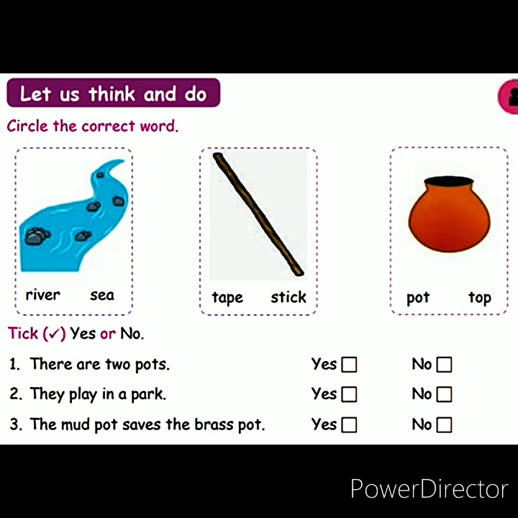Second Roman letter, tick yes or no. So there are two boxes given, yes and no. You should see that and tick in the appropriate boxes. There are two pots. So in the story what have we seen? We have seen the story of two pots. So it is yes, right. So tick in yes. They play in a park. Do they play in a park? No, they were playing in the river. So put a tick in no. The mud pot saves the brass pot. Yes, the mud pot only saved the brass pot. So put tick in yes.